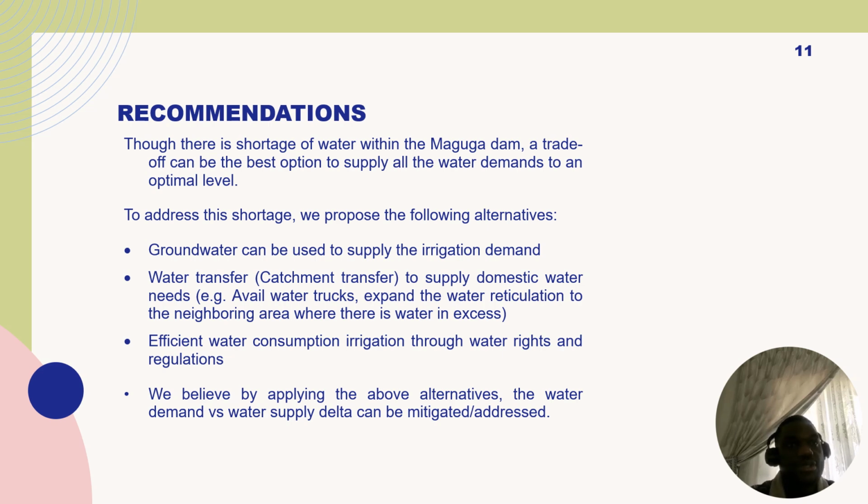One of the options was also a water transfer scheme, where we can transfer water from one catchment to the other. Where you've got excess water, you can transfer it through pipeline or through trucks, as we see with water shedding within the country. Also, efficient water consumption through water rights and regulations. We believe that by applying all the above alternatives, the water demand versus supply delta can be mitigated or addressed.